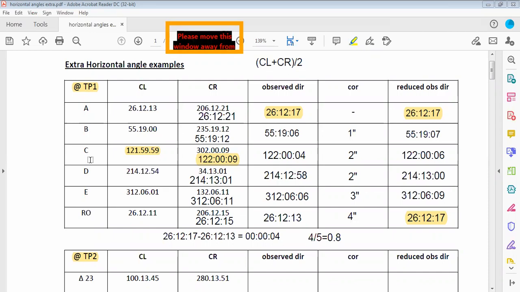Okay. So now we say 121 degrees, 59 minutes, 59 seconds, plus 122 degrees, 0 minutes, and 9 seconds. We divide that by 2. Your answer should be 122 degrees, 0 minutes, and 4 seconds. Does that clear up what you don't understand?